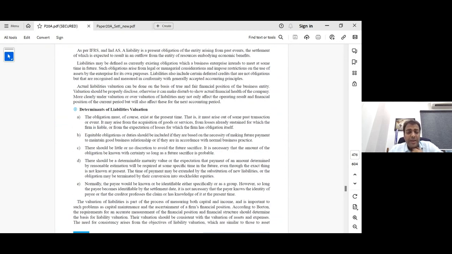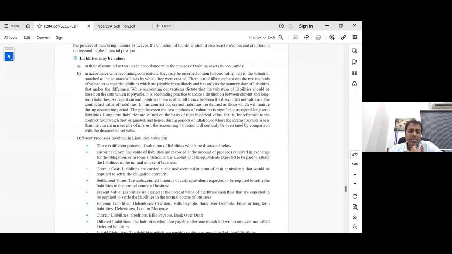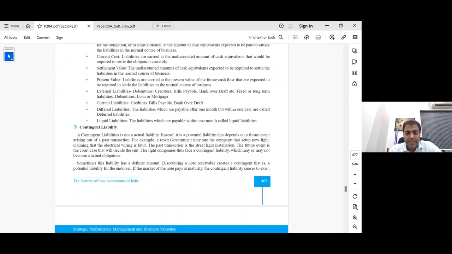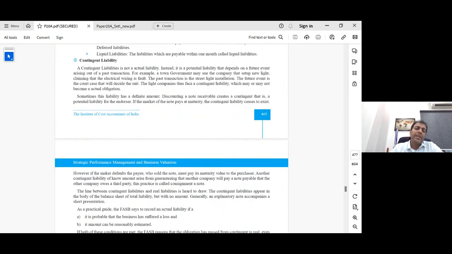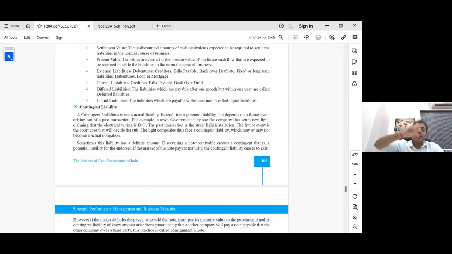Last is valuation of liabilities. Here it's fairly simple. Most of your liabilities are recorded at book values. You should also understand some things around contingent liability, for example, something which is an off-balance sheet liability should be covered here. Valuation of liabilities has become important after the advent of Ind AS. That's very important. You should understand.